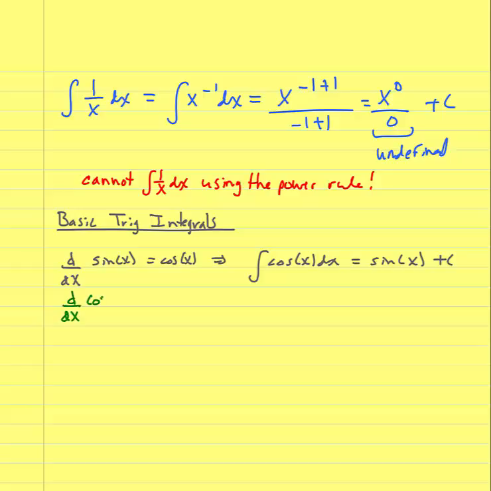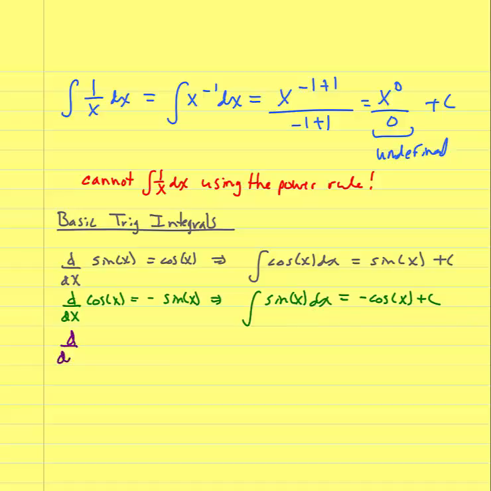The derivative of the cosine of x is equal to the negative sine of x. So this implies that the integral of the sine of x dx is equal to a negative cosine of x plus c. So what I did is I moved the sine by itself without the negative by either multiplying or dividing by a negative. So the integral of sine is negative cosine.